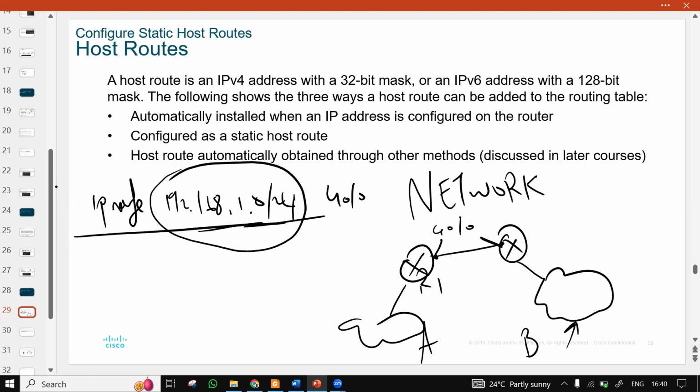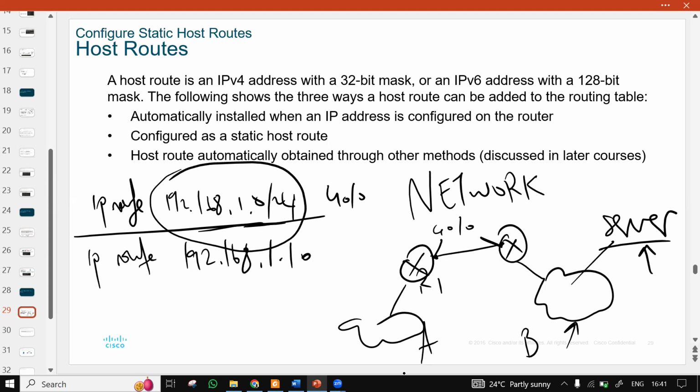We were focusing on knowing the networks. You can also do the same for a host, especially my servers. If we have a specific host, we want to configure a route to this server here. With the IP route, our server, let's say, is 192.168.1.10. This is no longer a network. And what will be the mask? The mask is 255.255.255.255. That is a host route.